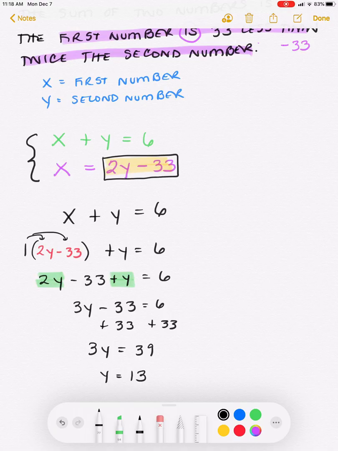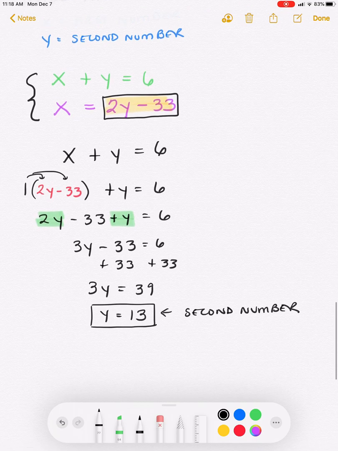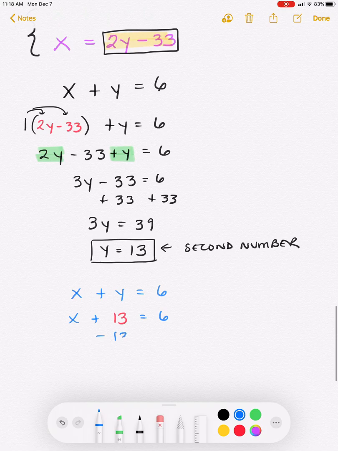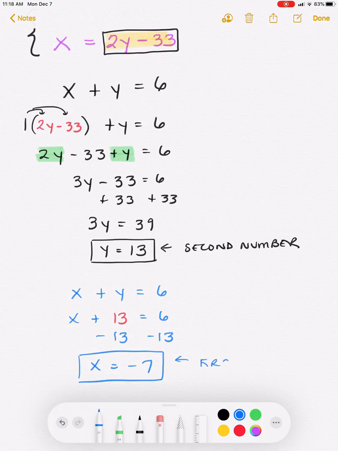All right? Well, now we need to plug in the 13. And this, by the way, is the second number. Well, let's plug it back in and figure this out. The easiest place to plug it back in is going to be into this first equation. Remember, the sum of the numbers was 6. Well, if we replace the y with 13, we can then solve for x by subtracting 13 from both sides. And 6 minus 13 is going to be negative 7. And this right here is going to be the first number.